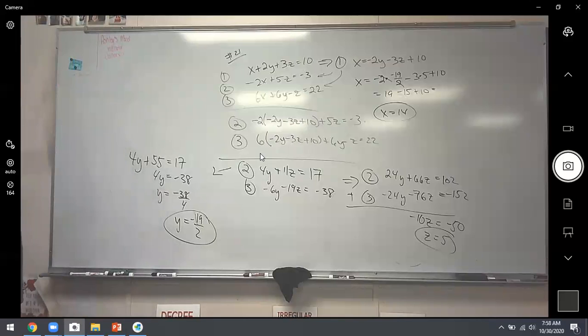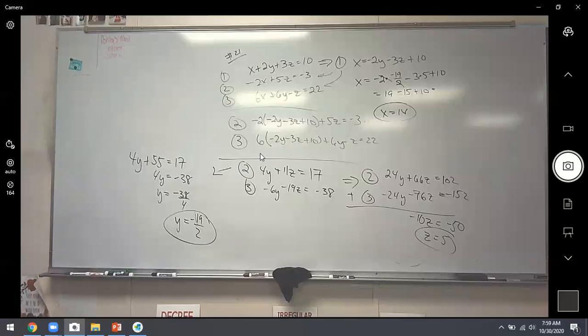So that's a really good sign if it solves one of them. If I'm really paranoid, I check it solves all 3 of them. I'm going to do that too, because that is a very funky answer. I'm going to check equation 2. And when I type in stuff for equation 2, I get negative 3. And for the first one, when you type in 14 plus 2 times negative 19 halves plus 3 times z, I get 10. So I know I'm right. It is correct. As suspicious and as weird as that answer is, it is valid.